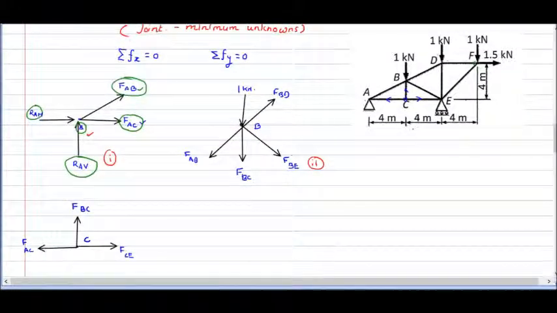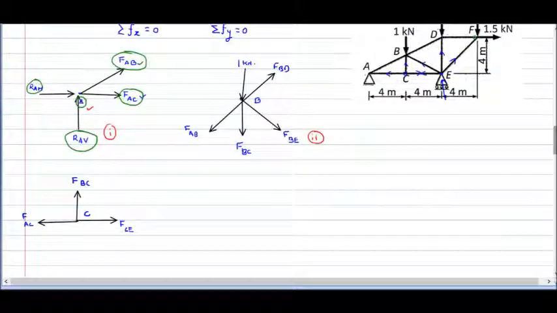Then once again we will draw the free body diagram for this point E. While drawing the free body diagram for point E, force in member EF, force in member ED, force in member BE, and force in member CE, and as well the external forces. The external force here is the reaction. So all these things we have to show at this particular point. So this is our point E.